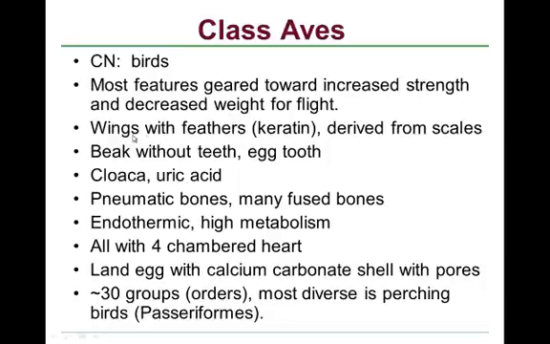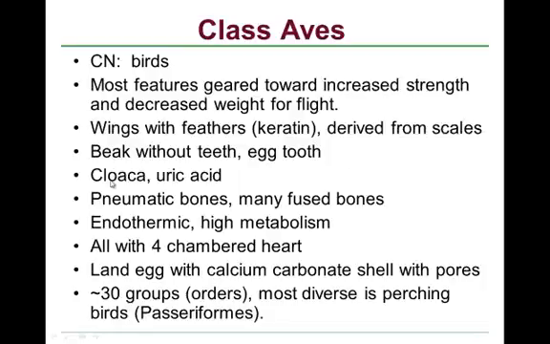Birds have their forelimbs modified as wings with feathers. The feathers are made out of keratin. Keratin is the same protein out of which reptile scales are made, and feathers are derived from those scales. As a matter of fact, birds still have scales on their legs. Birds have a beak without teeth, although they may have an egg tooth, a small little structure on top of the beak that helps them to break out of the egg.